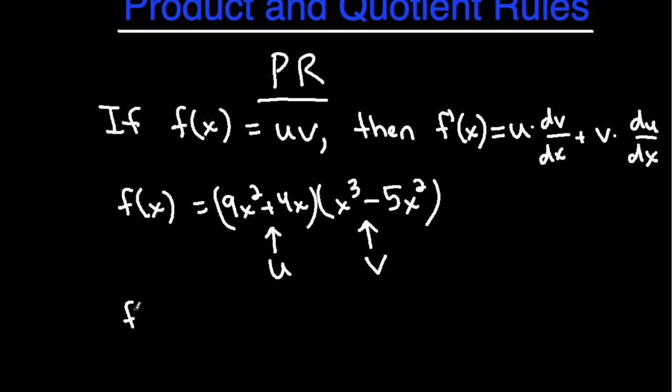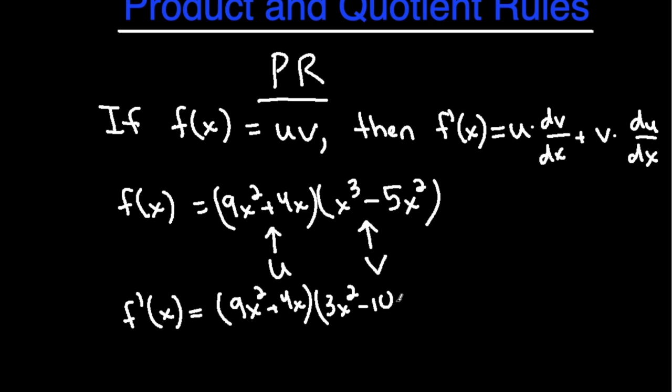So for the derivative of f of x, we would first multiply u times the derivative of v, so it would be 9x squared plus 4x times the derivative of this, and then for the derivative of this, it would just be 3x squared minus 10x, and we got that using the chain rule.